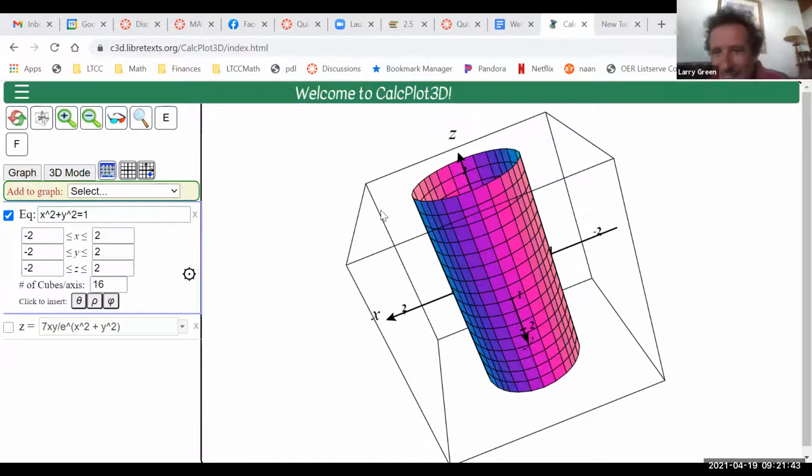On the other hand, what the definition says is that it doesn't have to be a circle. It could be any curve. So for example, how about y equals x squared.